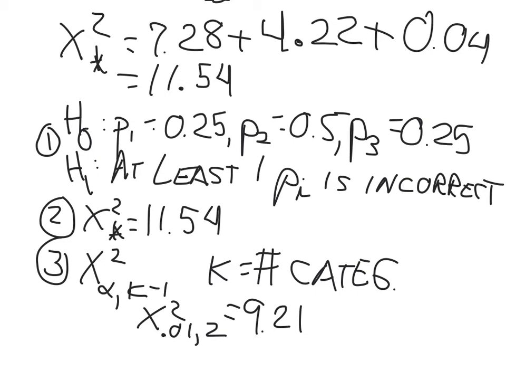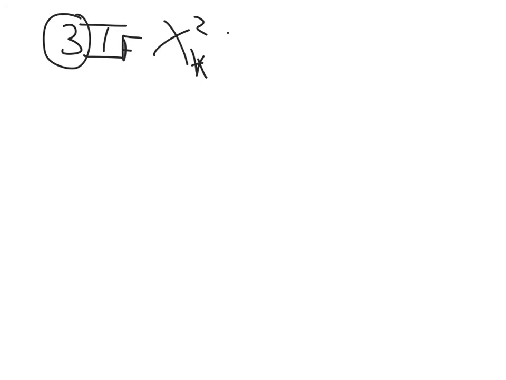Okay, and you have to put together an if-then statement. So your if-then is, this is 3 continued, if chi-square star is greater than 9.21, then we reject H0.